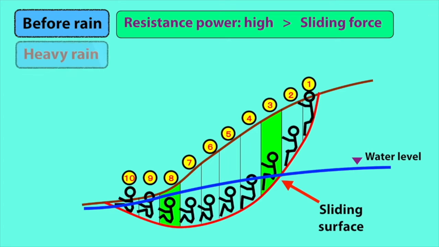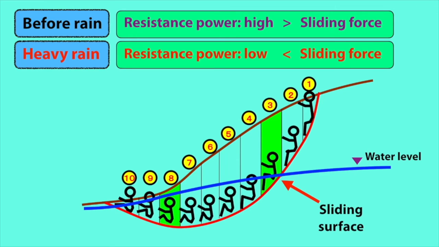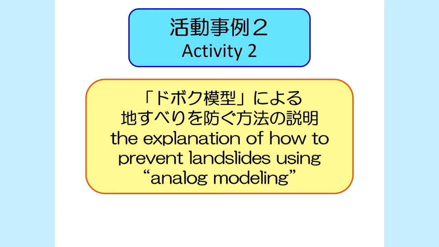But when the heavy rain falls, the water penetrates into the ground. When a lot of water retains at the bottom of the illustration, the body gets lighter, resistance power becomes smaller, and the mass moves. Next is the explanation of how to prevent landslides using analog modeling.